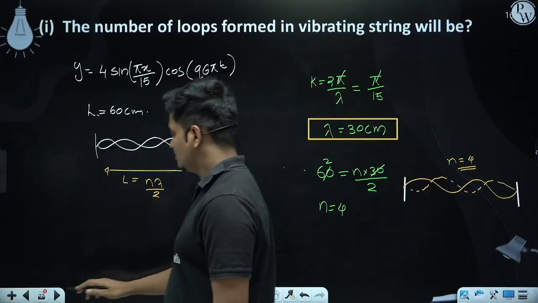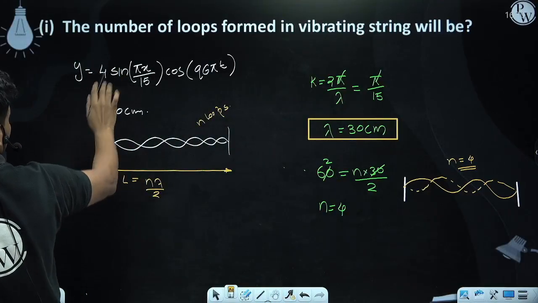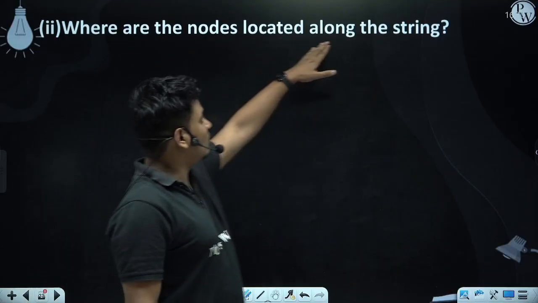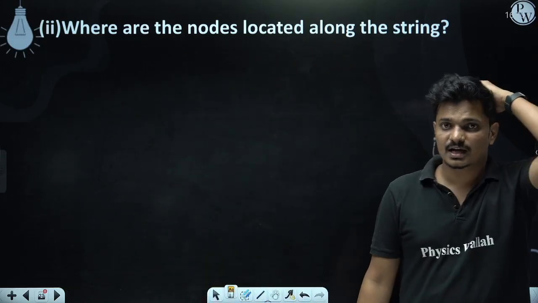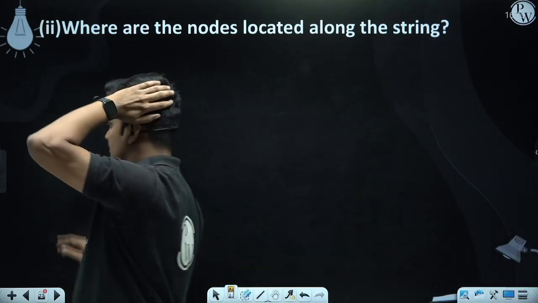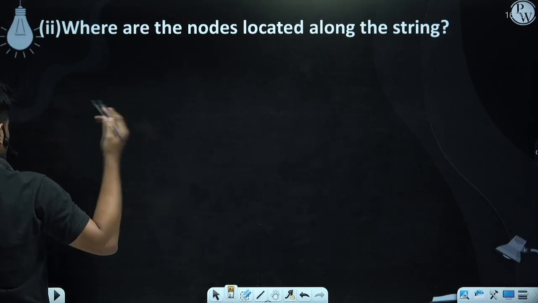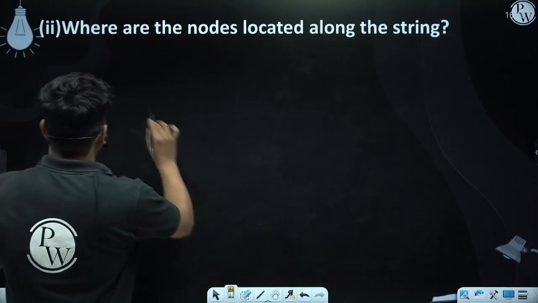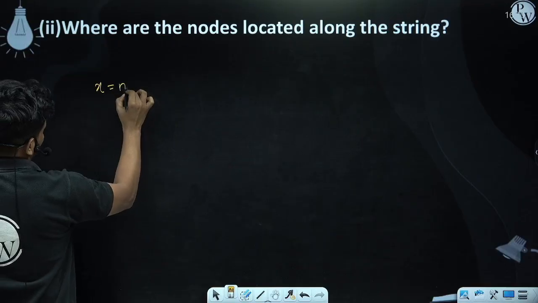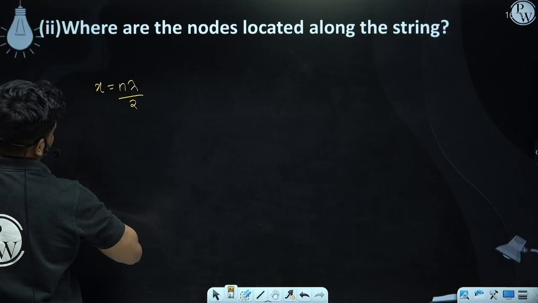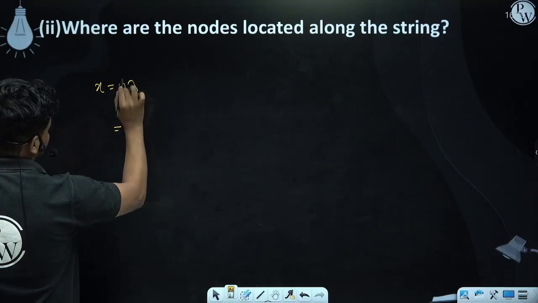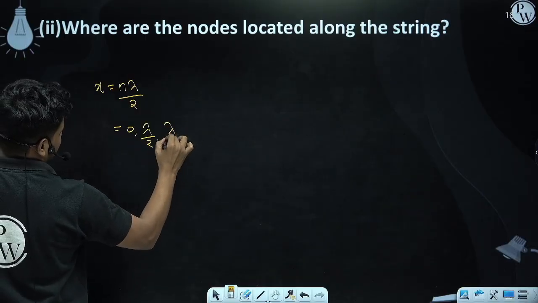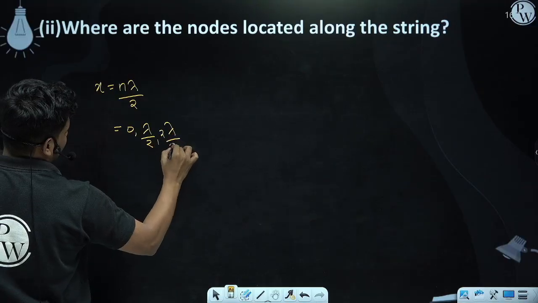This is our first question. What is the next question? Where are the nodes located along the string? Here sin kx comes, so where are the nodal points? We know x is equal to n lambda by 2. That means when n is equal to 0, x is 0. The next possibility is lambda by 2, then 2 lambda by 2, and so on.